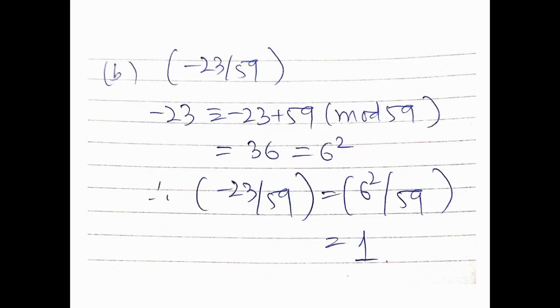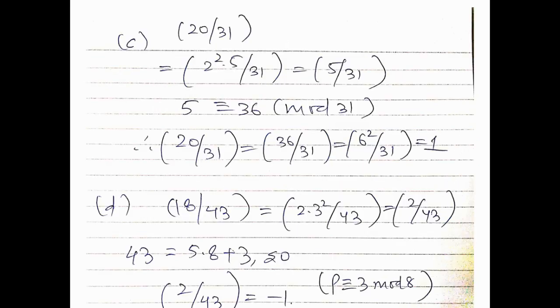Next is minus 23 upon 59. So minus 23 can be written as minus 23 plus 59, which is 36. That means under modulo 59, this is 36. So this is equal to 6 into 6 upon 59, a square upon p. So this is 1.